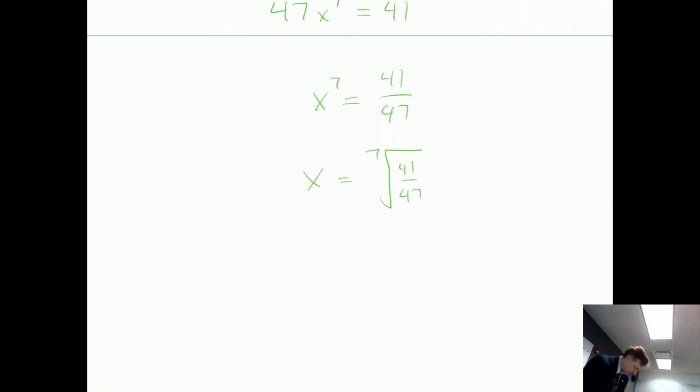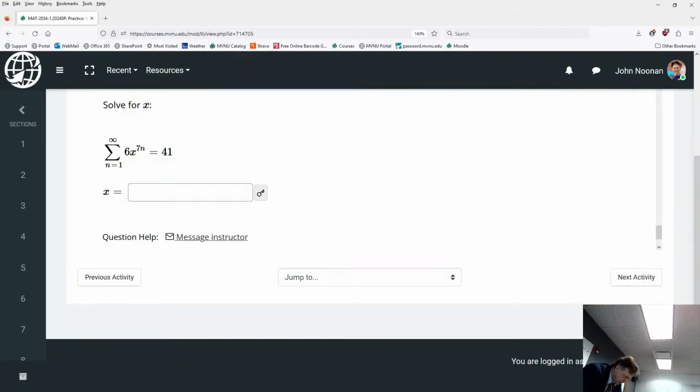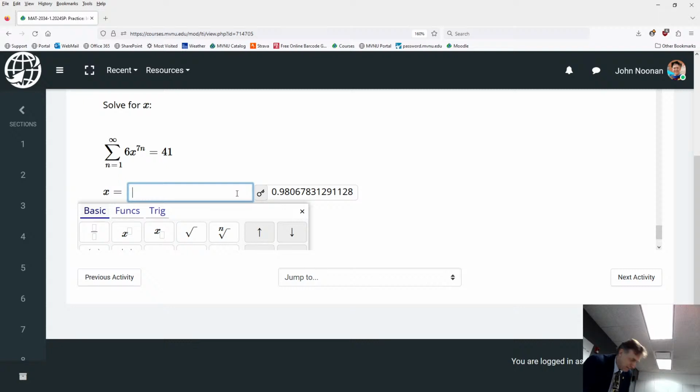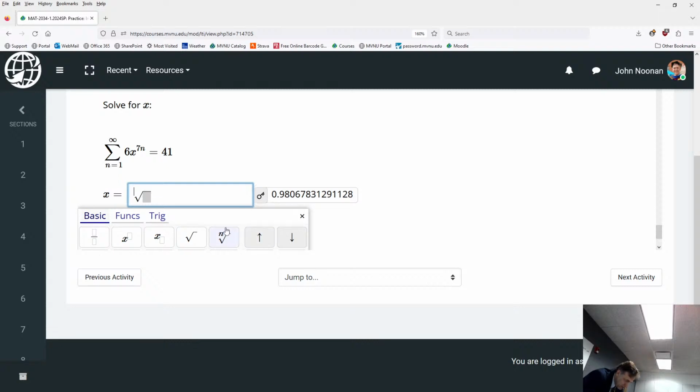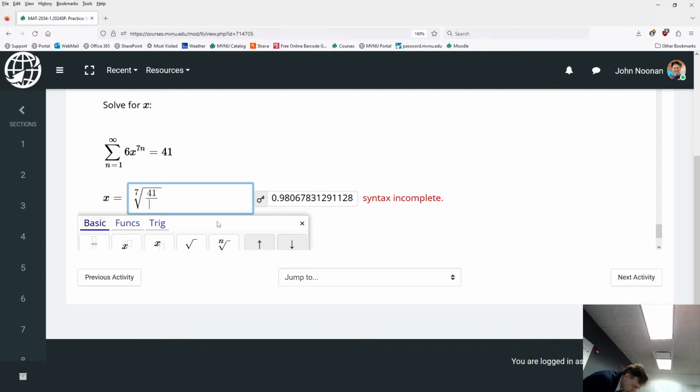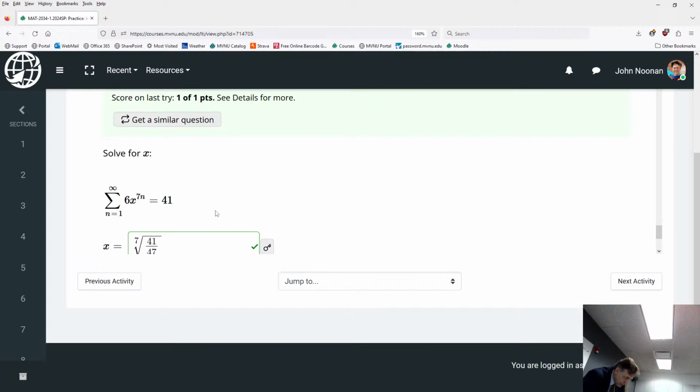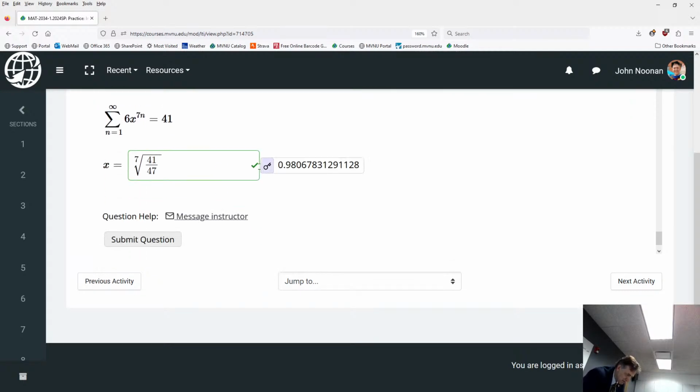Surely that can't be the answer, because at least one of you texted me or emailed me, and I looked at it, and I was like, that's going to be not bad. Let's see. What does it give me here? Just a second. Oh, yeah. Let me do it on here. So the 7th root, is it the 7th root? Yes, 7th root of 41 all over 47. Let's see if this is correct. Oh, it is right. Okay, so you could do the decimal if you want.